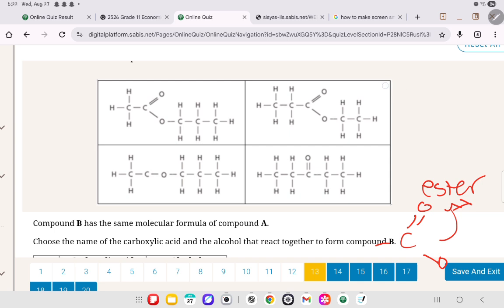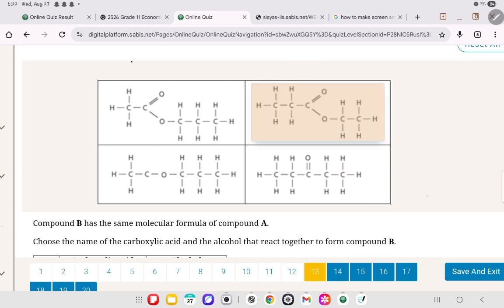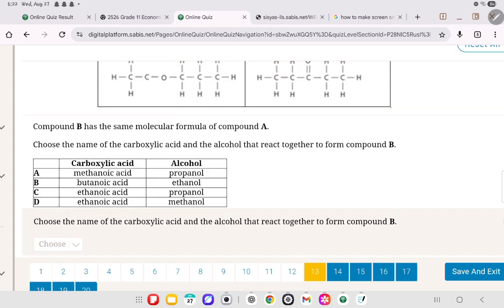So which one of these is going to be the ester bond? It's going to be this one. Why? Because it starts with the carboxylic acid number of carbons, which is 3. Then it has the ester bond, okay? Then we go to the number of carbons of the alcohol, which is 2. Now, choose the name of the carboxylic acid and the alcohol that react together to form compound B.